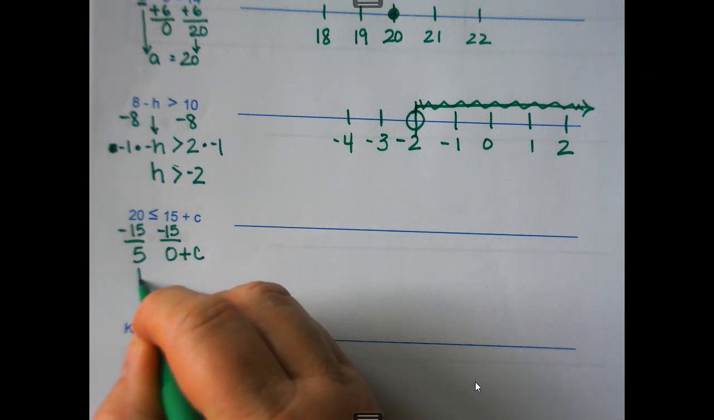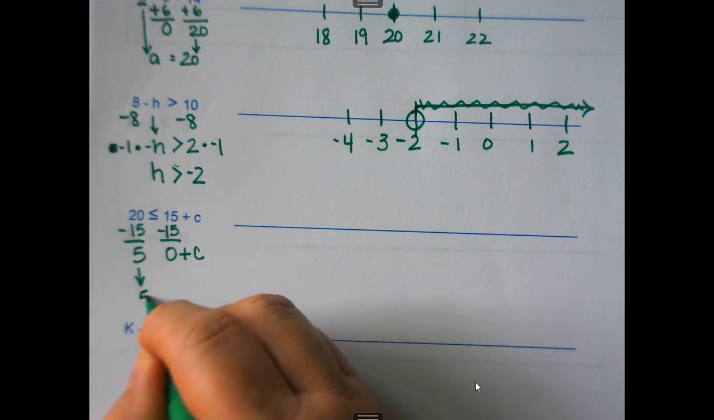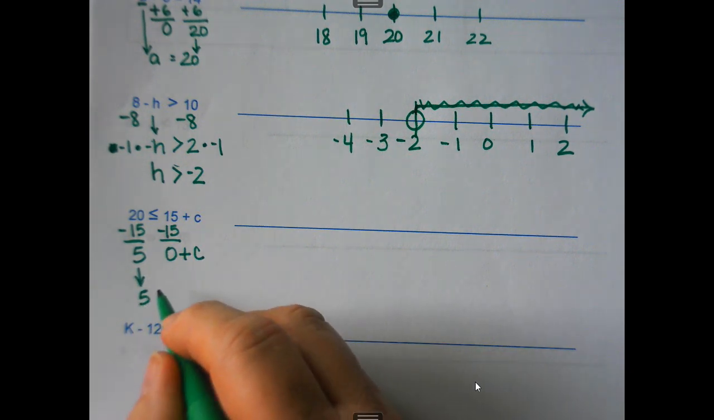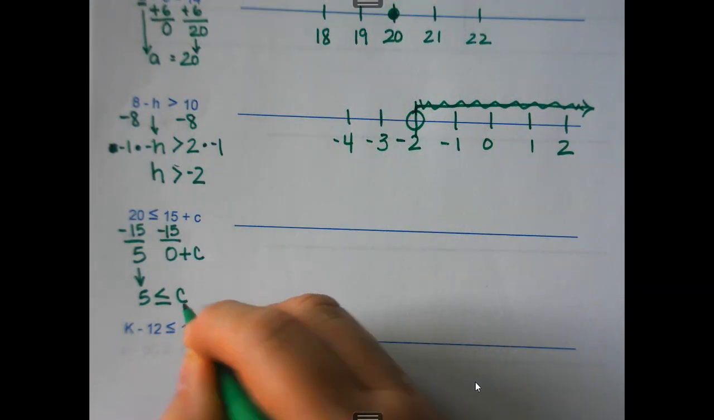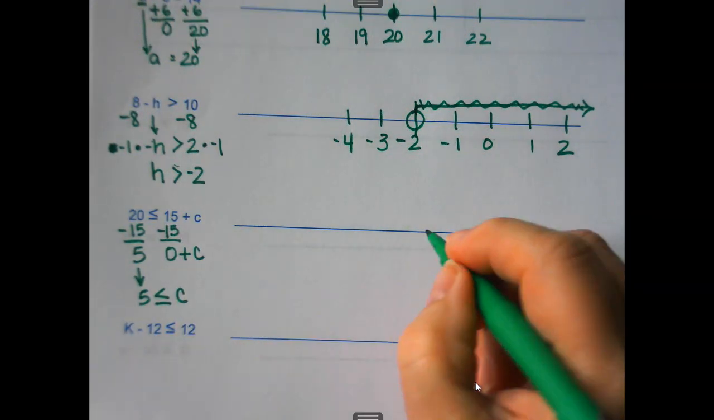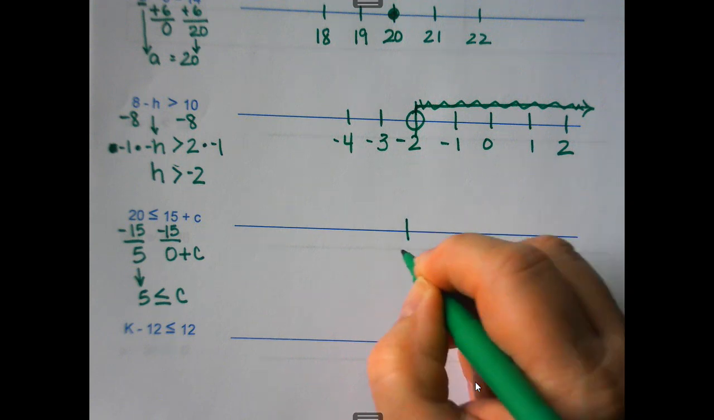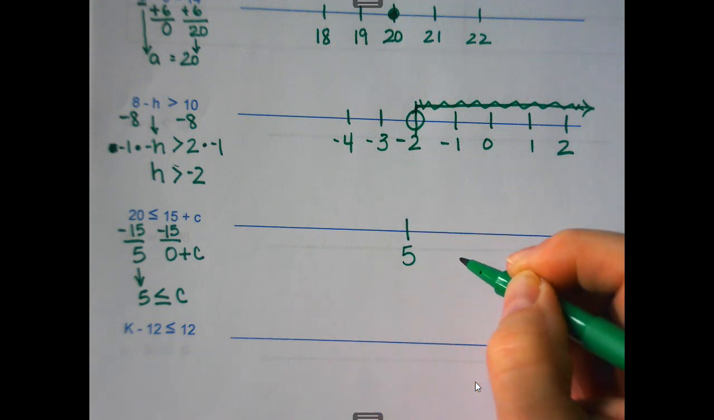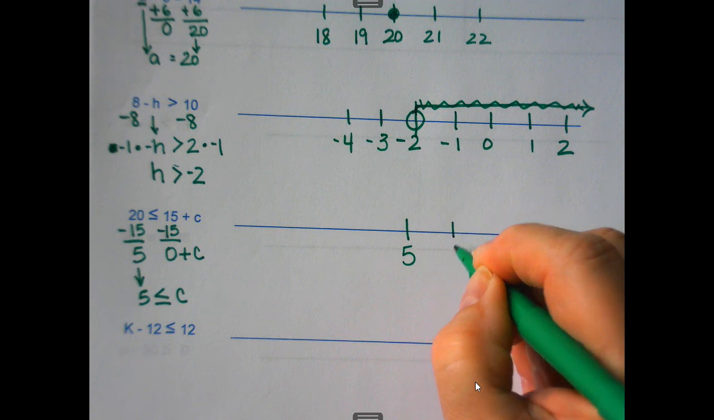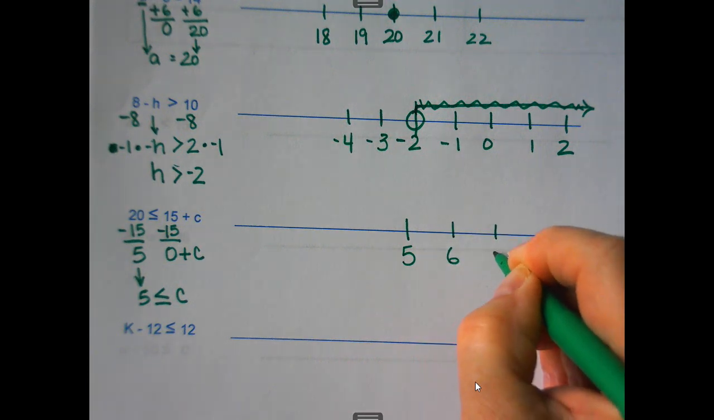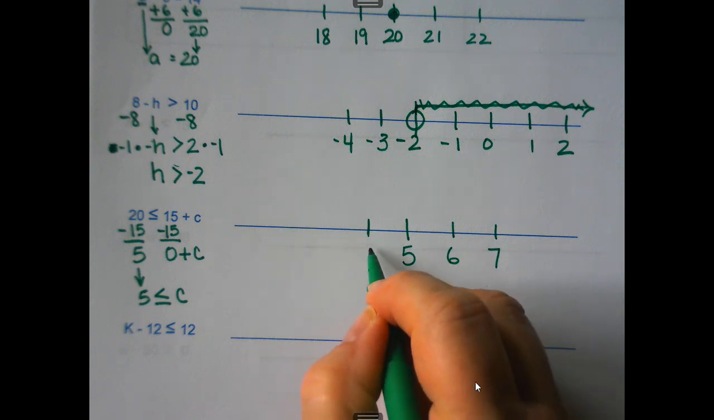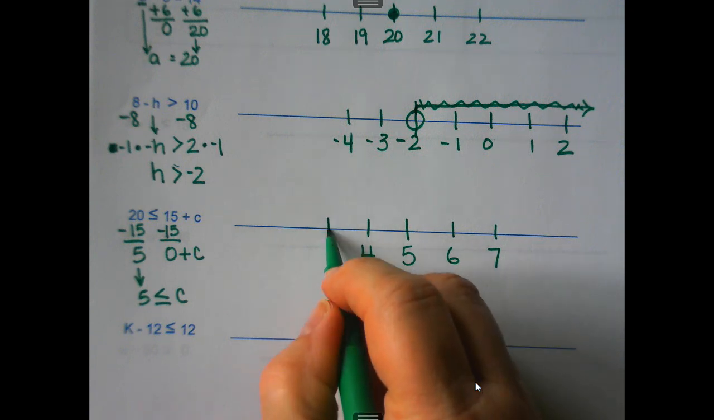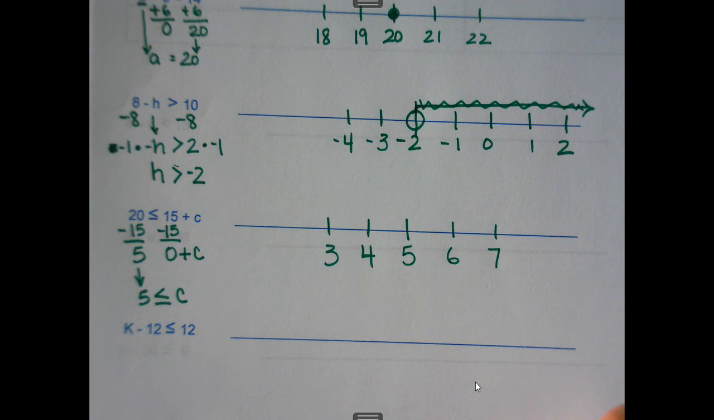I'm going to bring these down to rewrite my expression or my equation. I've got 5 is less than or equal to C. Now let's think about that. I'm going to go ahead and put my number 5 on the number line and give it some numbers so we can see its location in the number system.